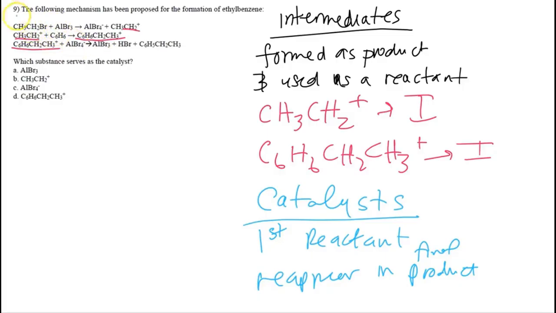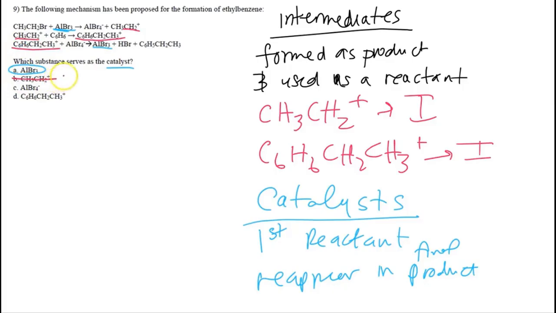So I'm going to go through with my new color and look for things that are catalysts. So I have CH3CH2Br, starting at the first reaction, and then AlBr3. We don't see any of them in our products here. That's fine. Let's go to the second reaction. We don't see them again. That's fine. The third reaction, our final reaction. Okay, I see AlBr4-. Oh, I see AlBr3. I see HBr. I see C6H5CH2CH3. But I don't see CH3CH2Br. So that automatically tells me AlBr3, because it's the first reactant and it's one of the final products, is a catalyst. So when they're asking me which one serves as the catalyst, I'm going to automatically choose AlBr3.